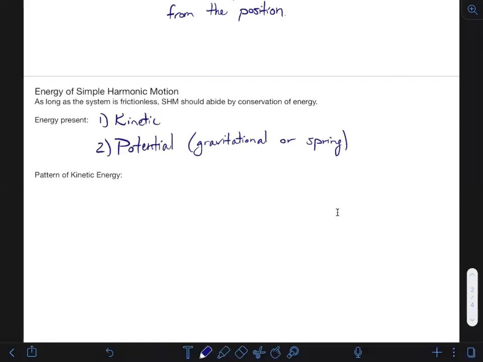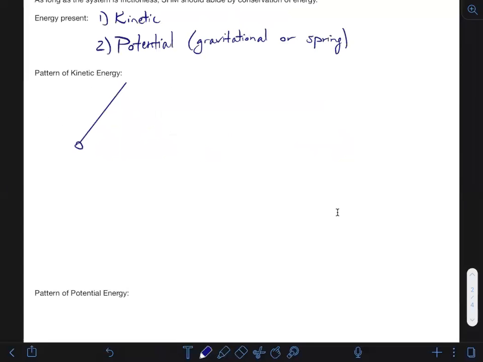Fantastic. So I want to talk about each of those specifically, and what kind of patterns we can see in both the kinetic energy of our system and in the potential energy of our system. I'm going to look at a pendulum, so I'm going to really quickly draw a pendulum here. And I also want to talk about a horizontal mass spring system, right? We want to be able to identify patterns in both of these.